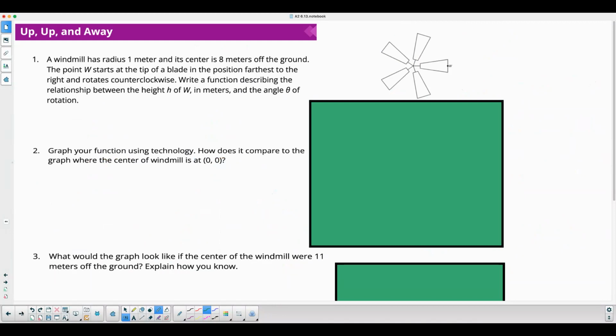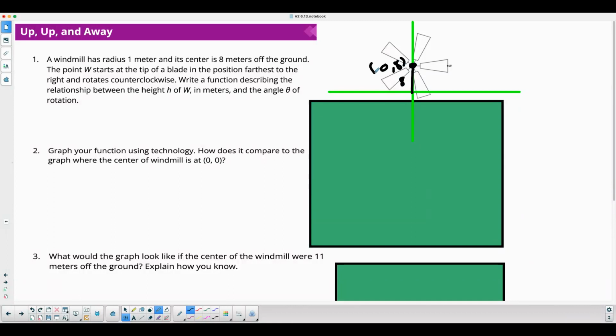Same situation, we got a windmill, radius 1 meter, and this time its center is 8 meters off the ground. So it's higher up, so it's not at the origin. It's kind of like this is my XY axis right there. Kind of like I have 8 meters. This distance from here to here is 8. Okay, so that's like centered at 0, 8, basically.